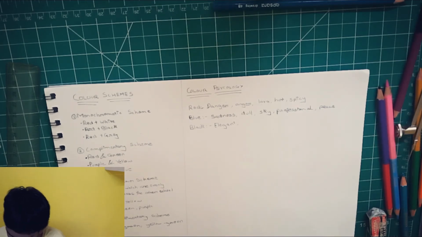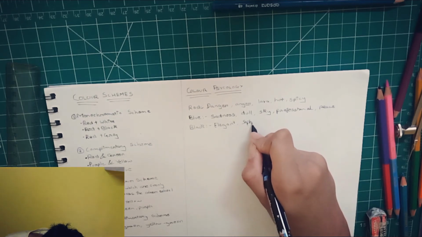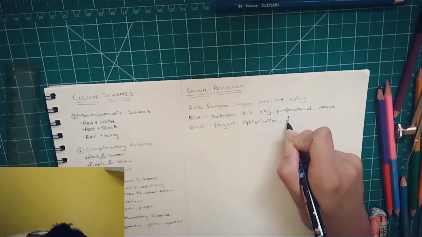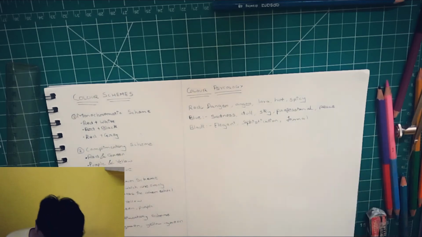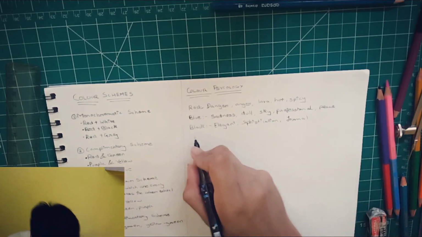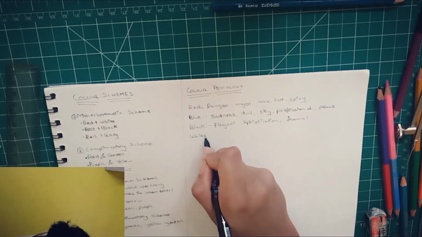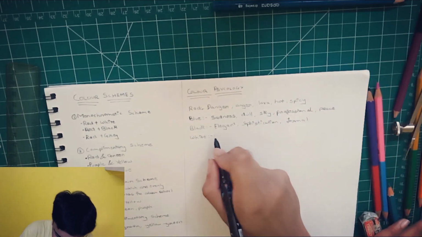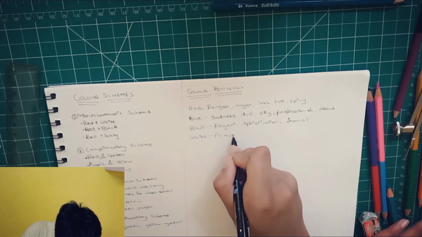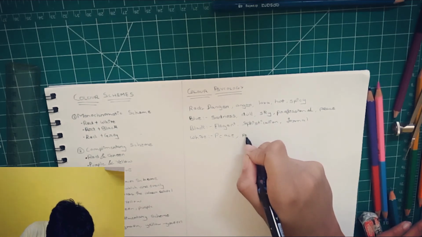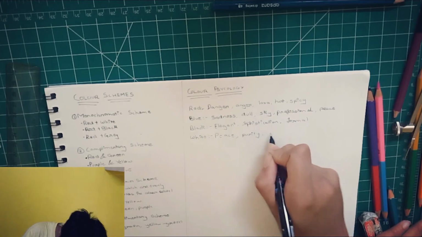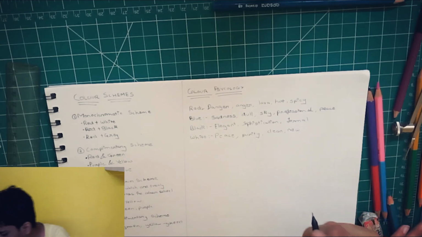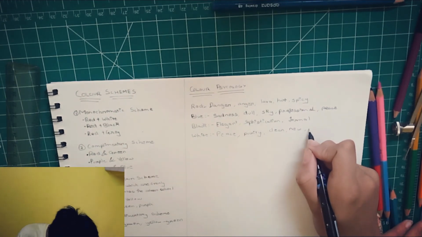Then, you know what, sophistication, formal, etc. And now let's write down white. White kind of represents peace. That's the basic definition of it. Peace, purity, clean, new, also kind of innocence.